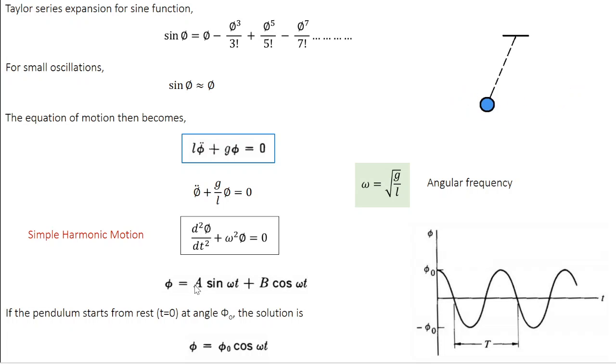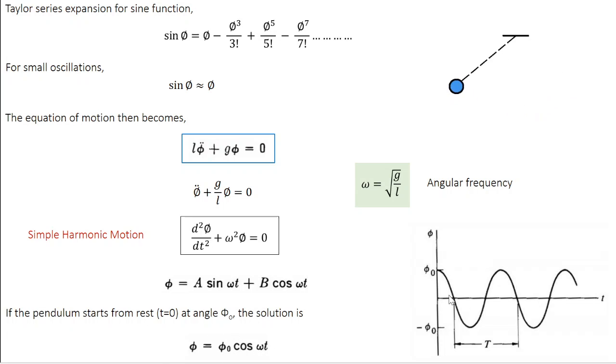So phi naught equal to a sine omega t. Now t equal to 0, sine 0 equal to 0. So the first term vanishes. In the second term, cos 0 equal to 1. So you have phi naught equal to b. So you found the value of b here, and a is equal to 0. So your solution is going to be phi equal to phi naught cos omega t.